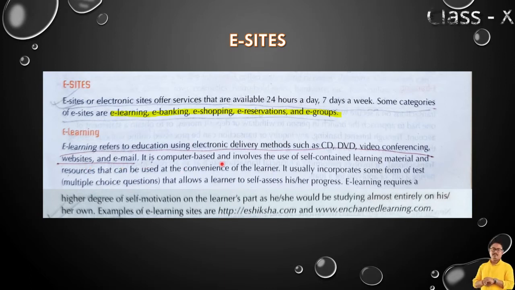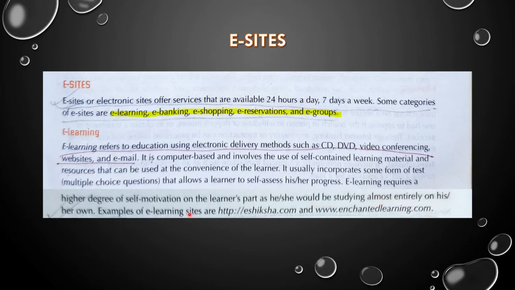It is computer based and involves the use of self-contained learning material and resources that can be used at the convenience of the learner. That means it depends on the learner, whichever you like, you can download it or order it. It usually incorporates some form of test, multiple choice questions, that allows the learner to self-assess their progress. E-learning requires a higher degree of self-motivation on the learner's part, as he would be studying almost entirely on his own.